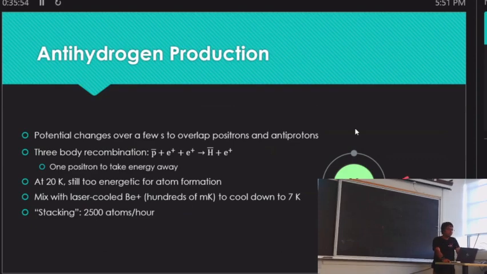Now, at 20 Kelvin, this is all still a bit too energetic. So we mix it with really cold beryllium at hundreds of millikelvin to cool it down to 7 Kelvin. We use beryllium because we can laser cool it, and laser cooling is extremely effective.